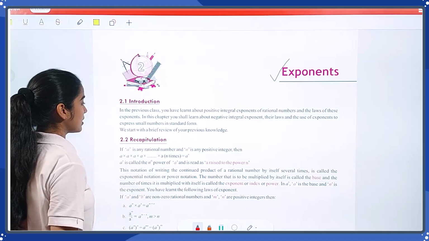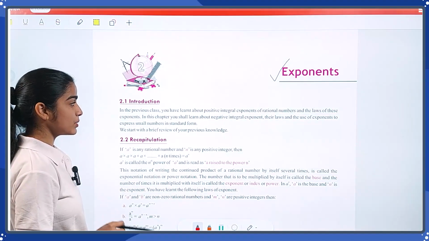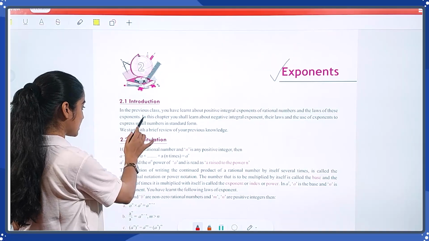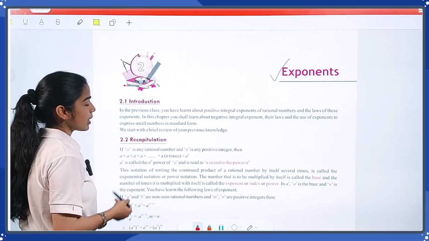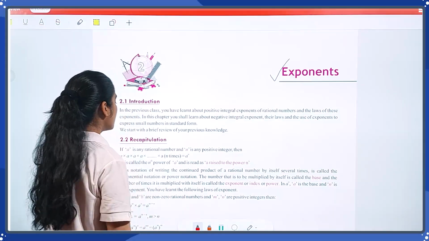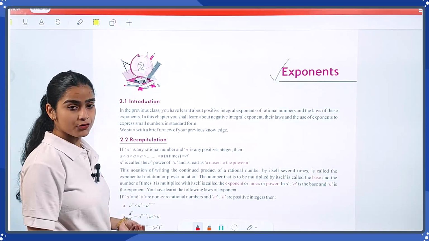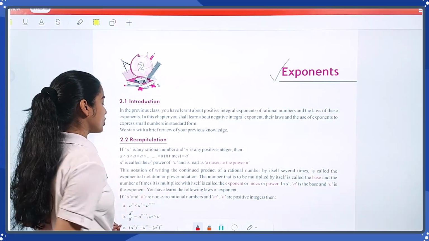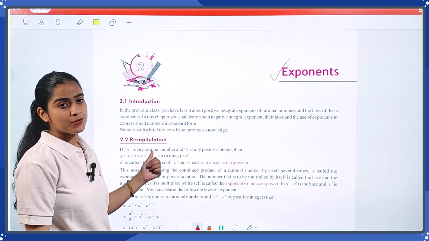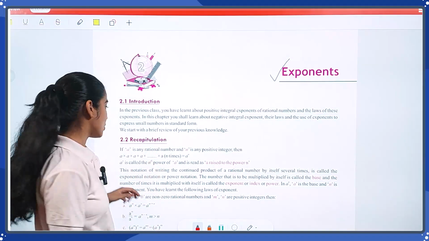In the previous class, you have learned about positive integral exponents of rational numbers and the laws of these exponents. In this chapter, you shall learn about negative integral exponents, their laws, and the use of exponents to express small numbers in a standard form. We start with a brief review of your previous knowledge. So this is time for recapitulation. What do we mean by recapitulation? We have to brush up our previous knowledge.